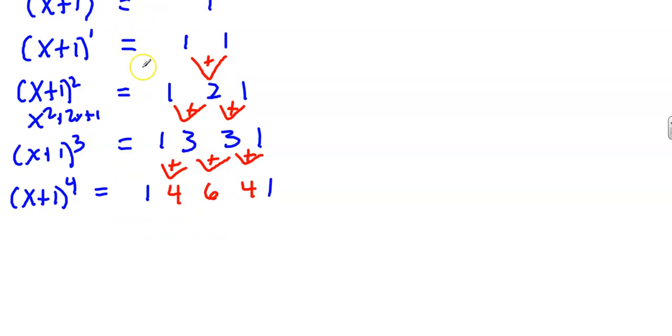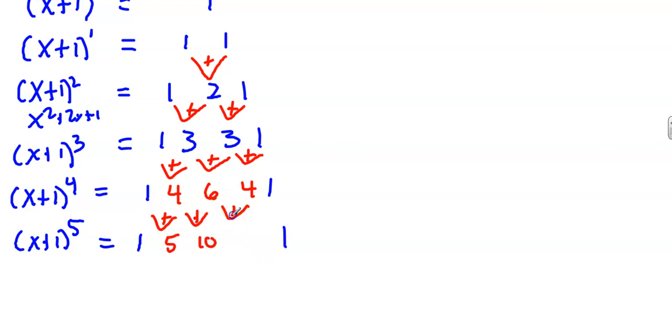And now it's still based on the same thing, that if you do x plus 1 to the fifth, you still put a 1 here, you still put a 1 here. But instead of doing the full method over and over and over, just take the numbers above it, add them together, that makes 5. 4 plus 6 is 10. 6 plus 4 is also 10. 4 plus 1 is 5.